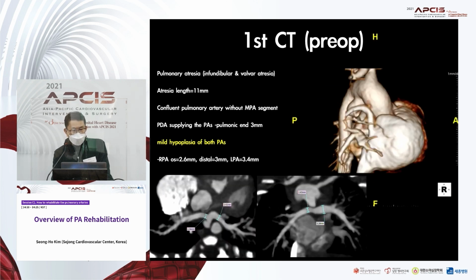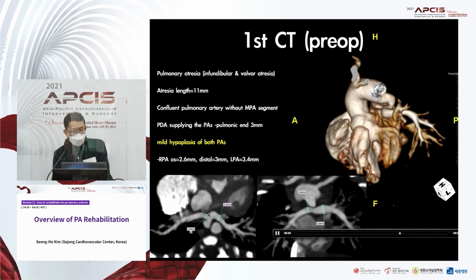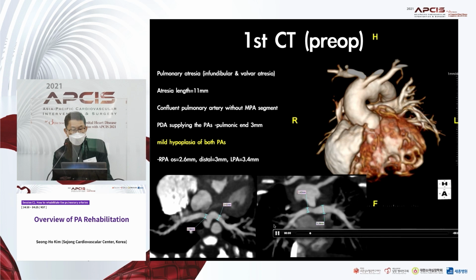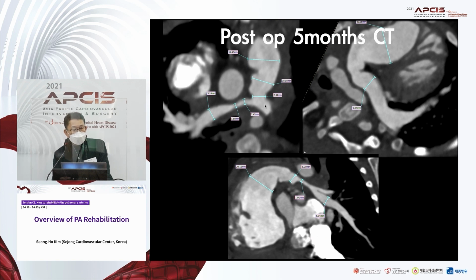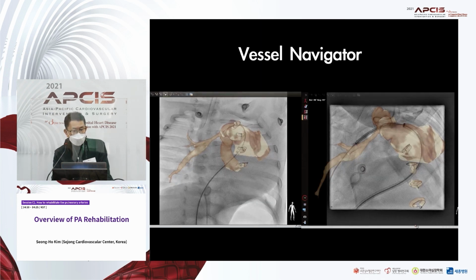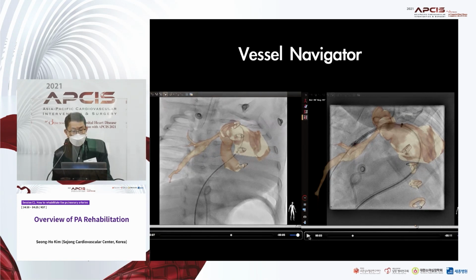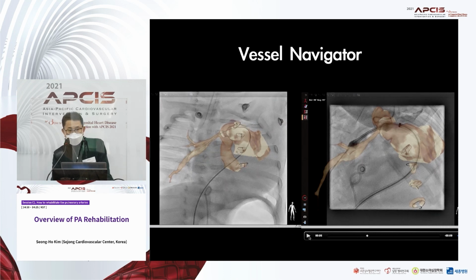This is an example, pulmonary atresia, VSD, PDA. Both pulmonary arteries are a little bit small. The surgeon performed the complete repair in the neonatal period using an 8 mm fresh orthopedic cardiac roll. However, at 5 months, as you can see, the distal conduit is stenotic and the RPA is diffusely hypoplastic. So we needed another intervention, but a balloon may not work well. So we planned to put a stent there using the vessel navigator. I selected the right pulmonary artery easily and successfully put a stent from the MPA to the right pulmonary artery.